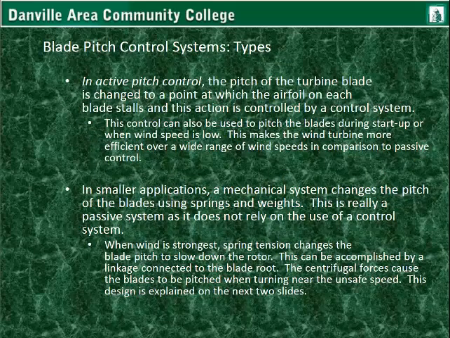In active pitch control, the pitch of the turbine blade is changed to a point at which the airfoil on each blade stalls, and this action is controlled by the control system. This control can also be used to pitch the blades during startup or when wind speed is low. This makes the wind turbine more efficient over a wide range of wind speeds in comparison to passive control.